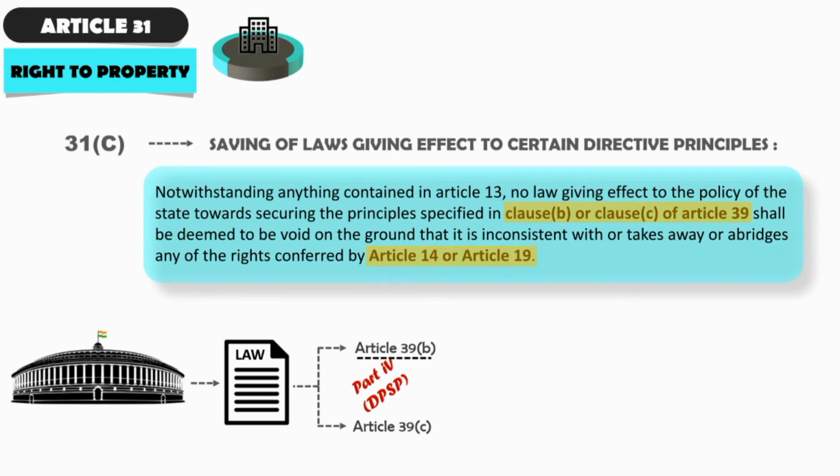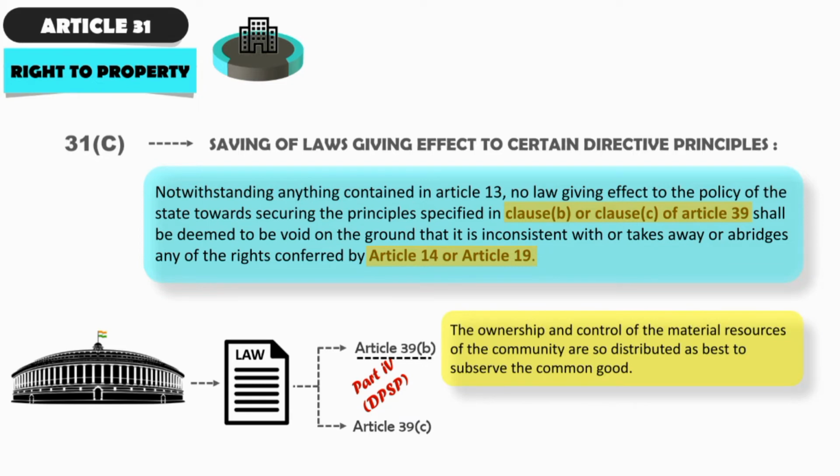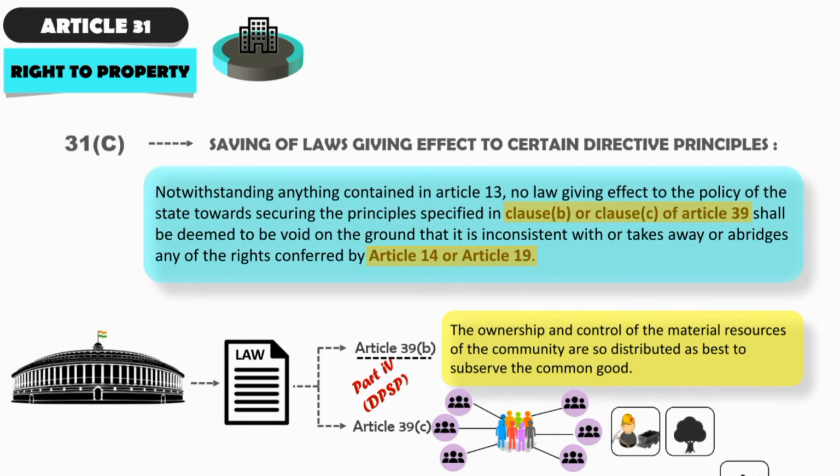39 Clause B says that the ownership and control of the material resources of the community are so distributed as best to subserve the common good. It simply means that the state shall ensure that whatever resources a community will have, it will be distributed equally among all for a common good. There should not be any discrimination while distributing resources of a community. What kind of resources is it talking about? It is talking about resources that come from mining like coal, forest resources, water or oil resources, etc.